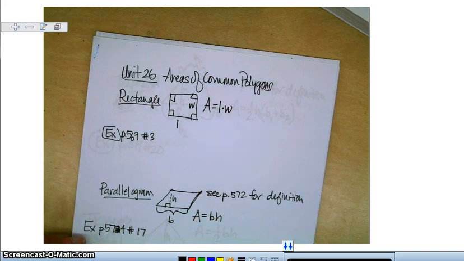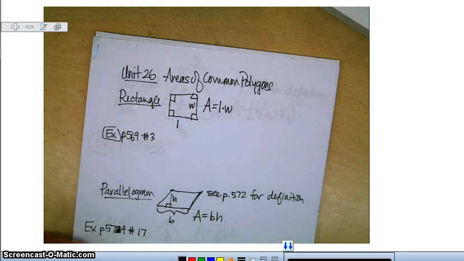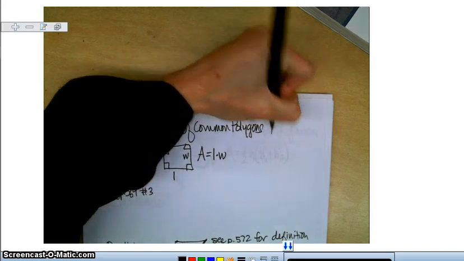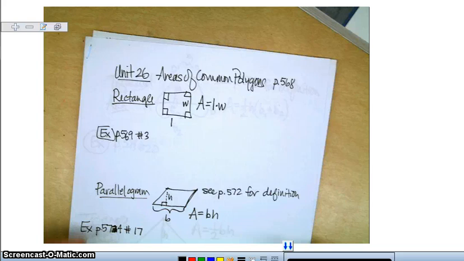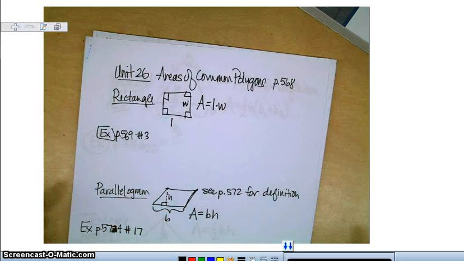So this is unit 26. This is areas of common polygons, and this is actually very simple things, just little formulas. And your book has all of the formulas, but I have them written down here too. Unit 26 starts on page 568 in your book, and all the formulas are there. All the examples I'm doing are from those pages.